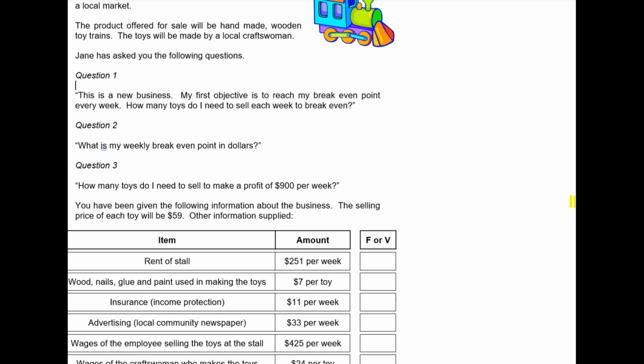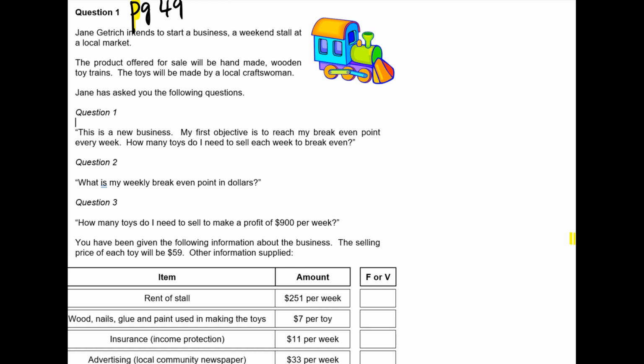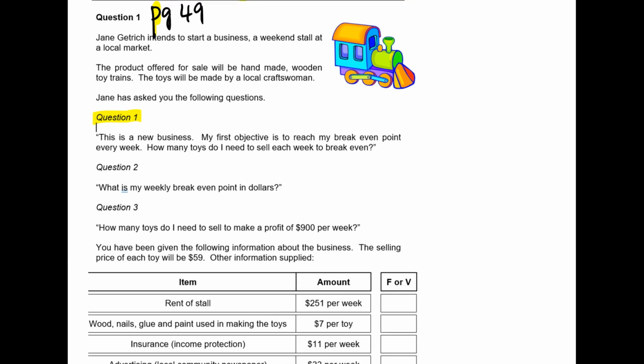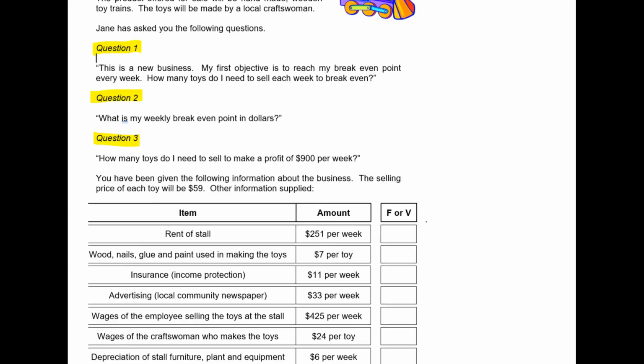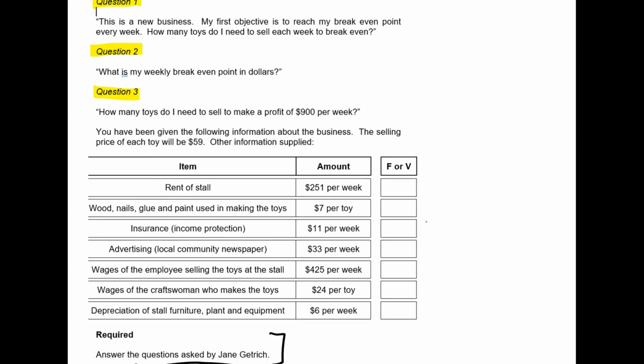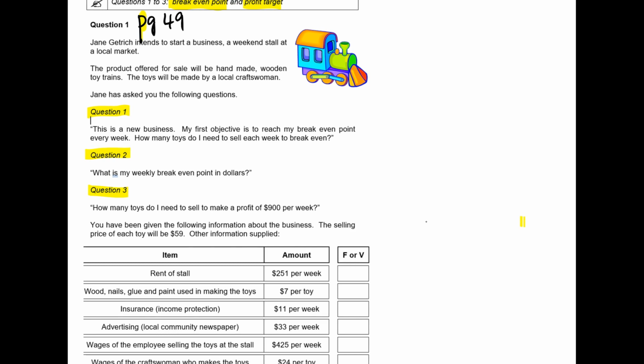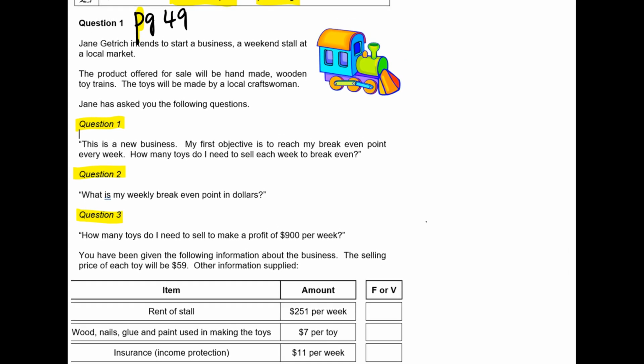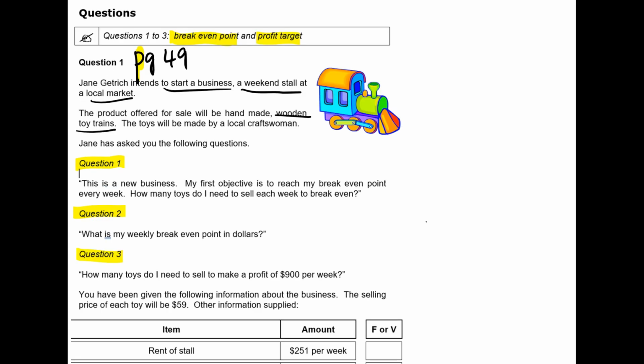Jane has asked 3 questions: question number 1, question number 2, and question number 3. We are going to look at this question and answer all of Jane's questions. So this is what question 1 is all about. Jane intends to start a business, a weekend stall at a local market. Jane is going to sell toy trains, and she asks you these few questions.